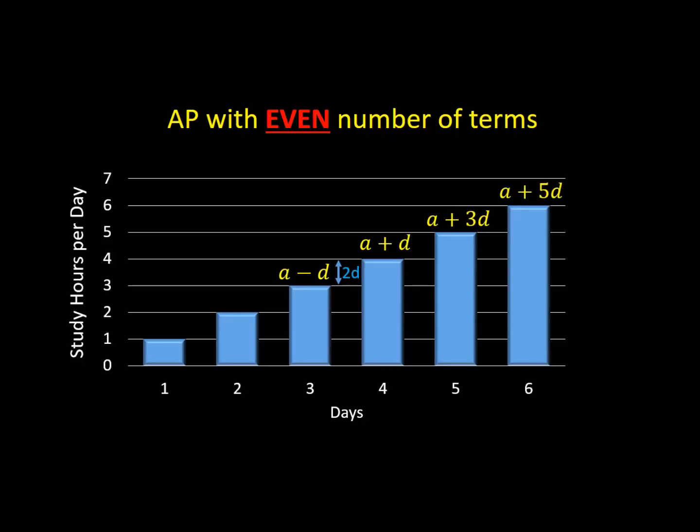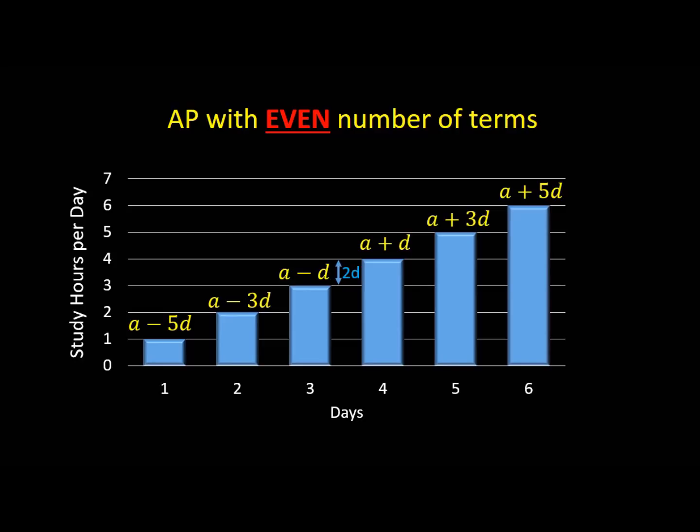And likewise, to get the lower terms, you will have to subtract 2D. So the lower term will be A minus 3D, and after that, the first term is A minus 5D. So this is the way to name an AP with an even number of terms. Just to recap, if you have an AP with an even number of terms, you name the middle two terms A minus D and A plus D, and remember that the common difference is 2D, not just D.